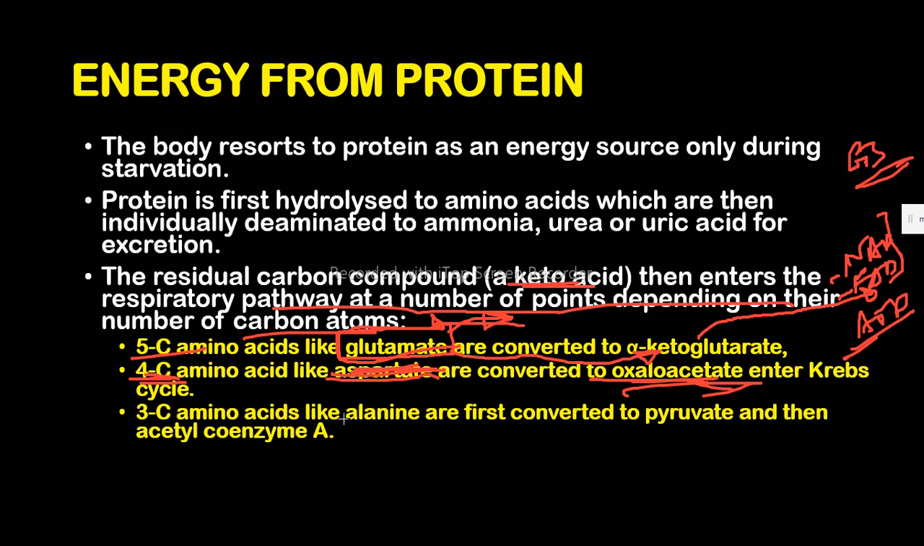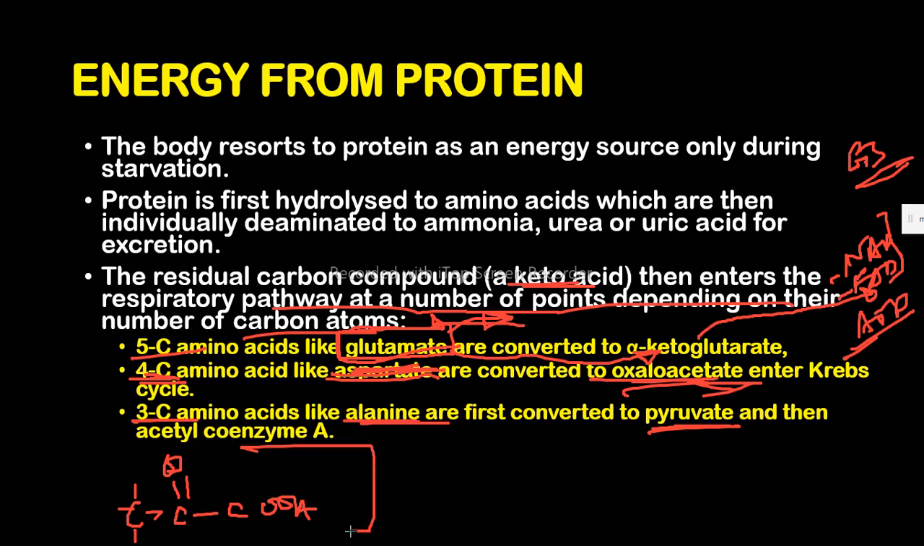If it is alanine, which has 3 carbon atoms, then the alanine is converted to pyruvic acid. You remember the pyruvic acid. It has 3 carbon atoms. So you easily convert to pyruvic acid, pyruvate.